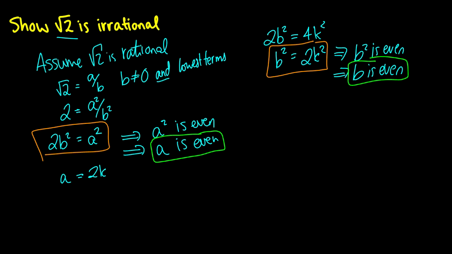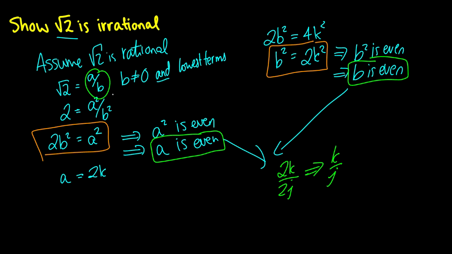And by lowest terms, I mean it's reduced to the simplest fraction as possible. However, if a is even, and b is even, then we have some 2k over 2j, which can be reduced to k over j. And what this means is that our number a over b here is not in lowest terms. But in our assumption, we said it was in lowest terms. And now after doing all this proof stuff, we found out it's not in lowest terms.